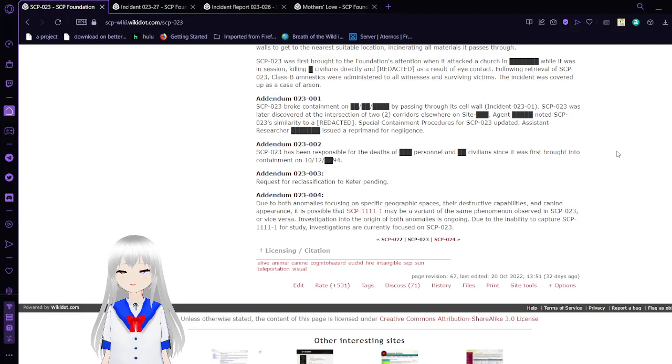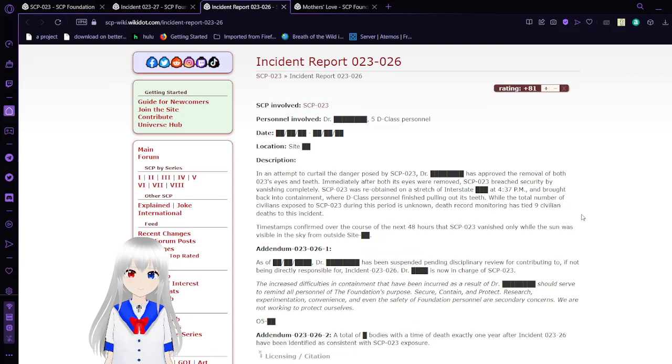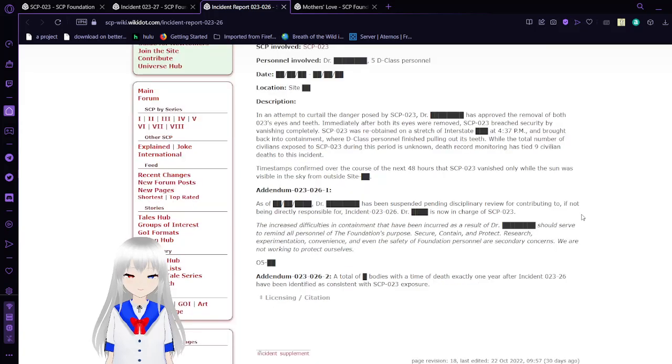SCP-2326, the incident report. Personnel involved: Dr. Blank, D-class personnel. Date unknown. Location, site unknown. Description: in an attempt to curtail the danger posed by SCP-23, Dr. Blank has approved the removal of both SCP-23's eyes and teeth. Immediately after both its eyes were removed, SCP-23 breached security by vanishing completely. SCP-23 was re-obtained on a stretch of interstate at blank at 4:37 p.m. and brought back into containment where D-class personnel finished pulling out its teeth.